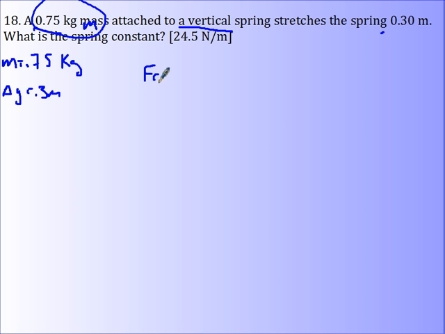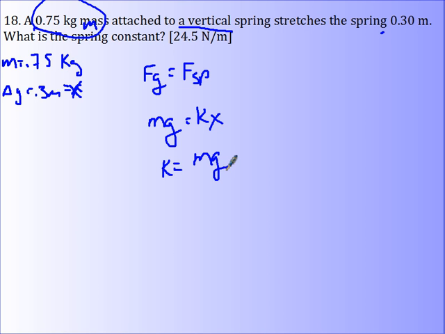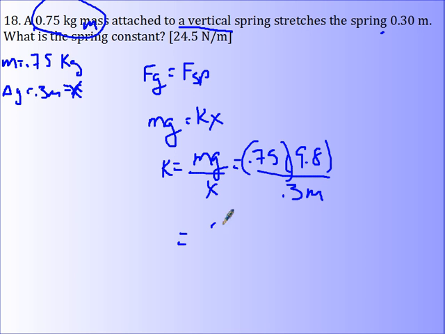Fg equals F spring, so mg is kx. Again, remember you don't have to worry about the sign, and I'm sorry, I keep using x. Hooke's law is always an x to me. All right, so k is mg divided by x. The mass is 0.75, g is 9.8, and delta x is 0.3 meters. So you get a spring constant of 24.5 newtons per meter.